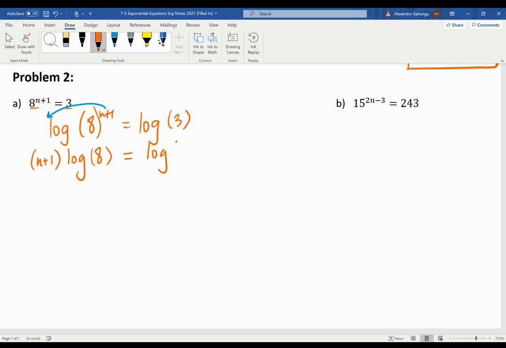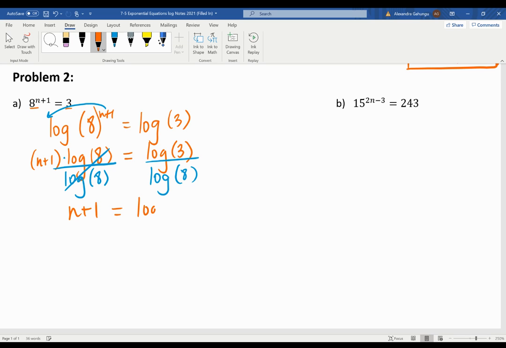Equals log of 3. And I wanted to put this in parentheses because before I break up n plus 1, I need to divide both sides by the log of 8 before I can deal with those terms right there. So once I've done that, now I can break up n plus 1 and solve for n.